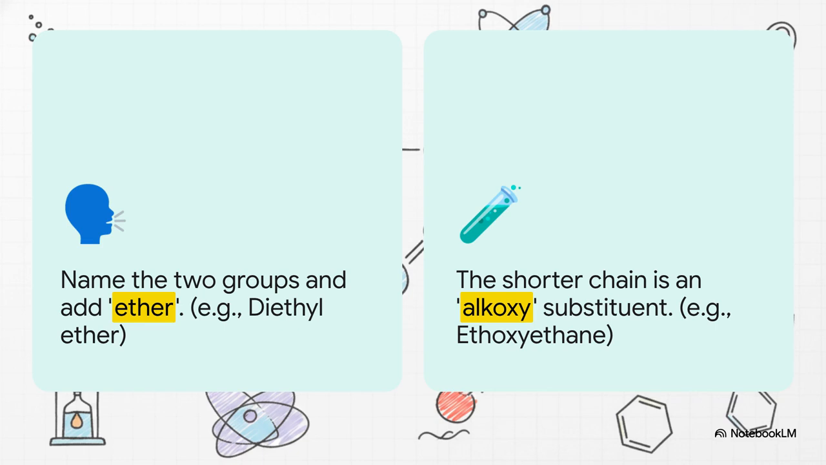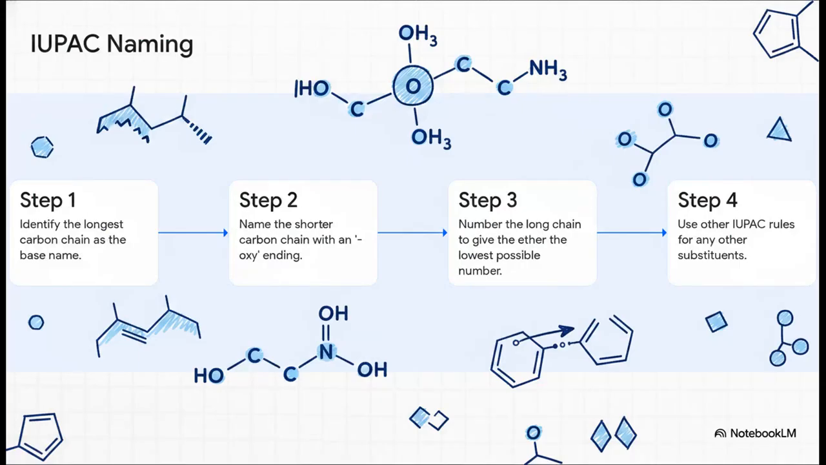The key idea here is that we treat the smaller side of the ether as a branch, or a substituent, and we call it an alkoxy group. So diethyl ether becomes ethoxyethane under IUPAC rules. Let's break down exactly how that works. Here are 4 simple, repeatable steps you can use every single time.